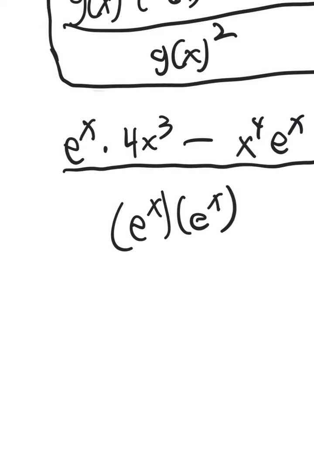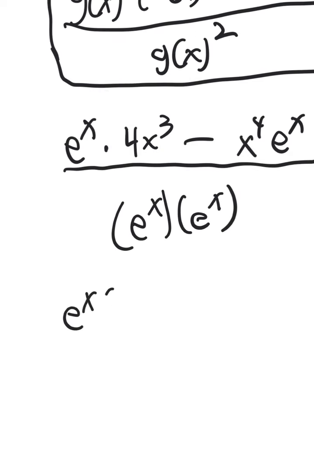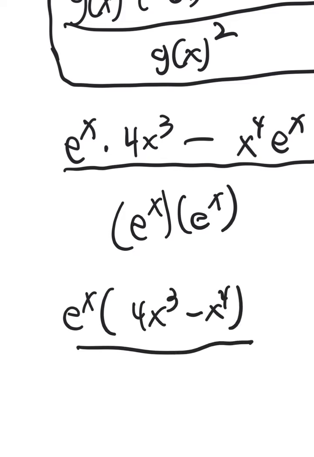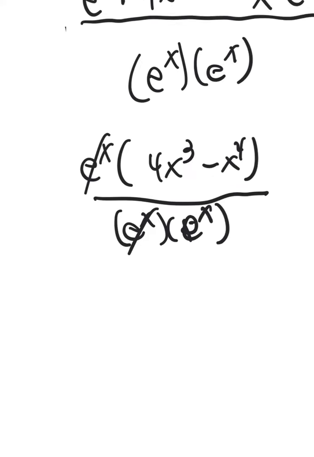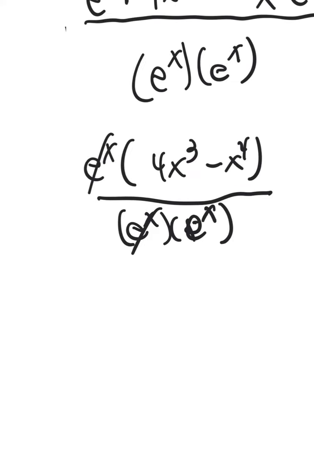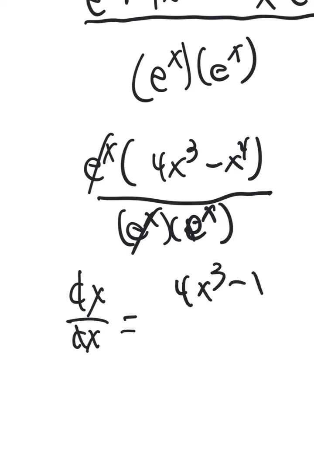And now we can simplify this a bit. We can factor out an e to the x from the top, and then we're left with 4x cubed minus x to the fourth over e to the x times e to the x, and then these cancel, and then we're left with our derivative dy over dx being 4x cubed minus x to the fourth over e to the x.